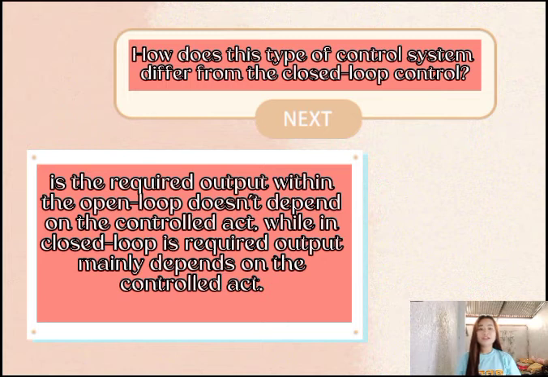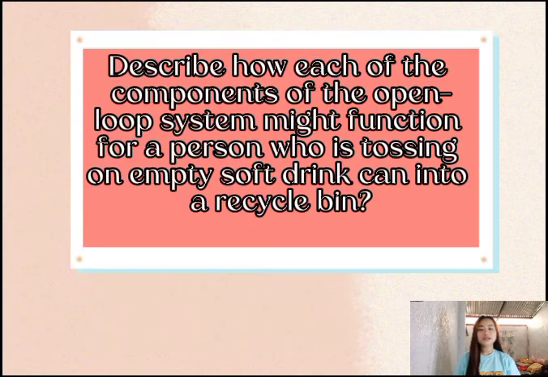The main difference between these two systems, the open loop system and closed loop system, is that the required output in the open loop system doesn't depend on the controlled act, while in the closed loop system the required output mainly depends on the controlled act. So lastly, the question is: describe how each of the components of the open loop system might function for a person who is tossing an empty soft drink can into a recycle bin.